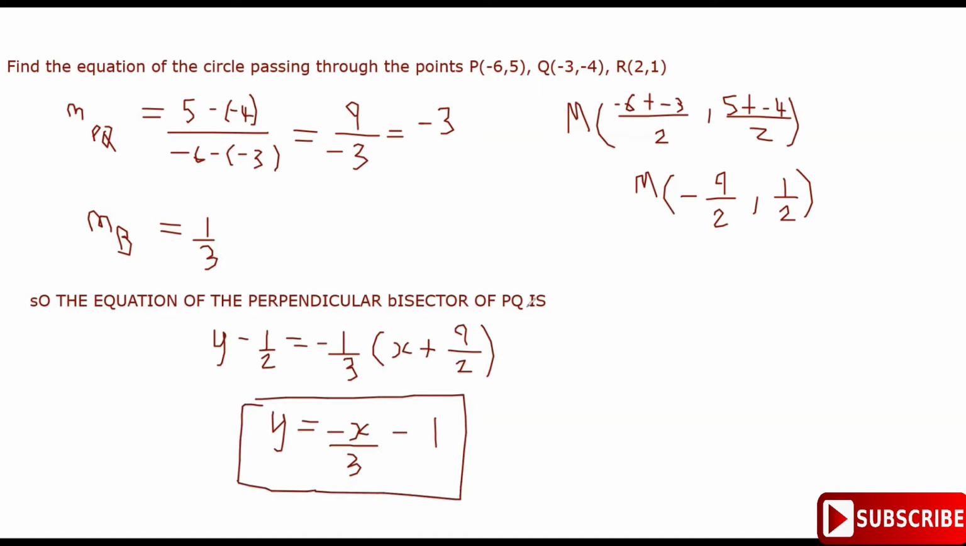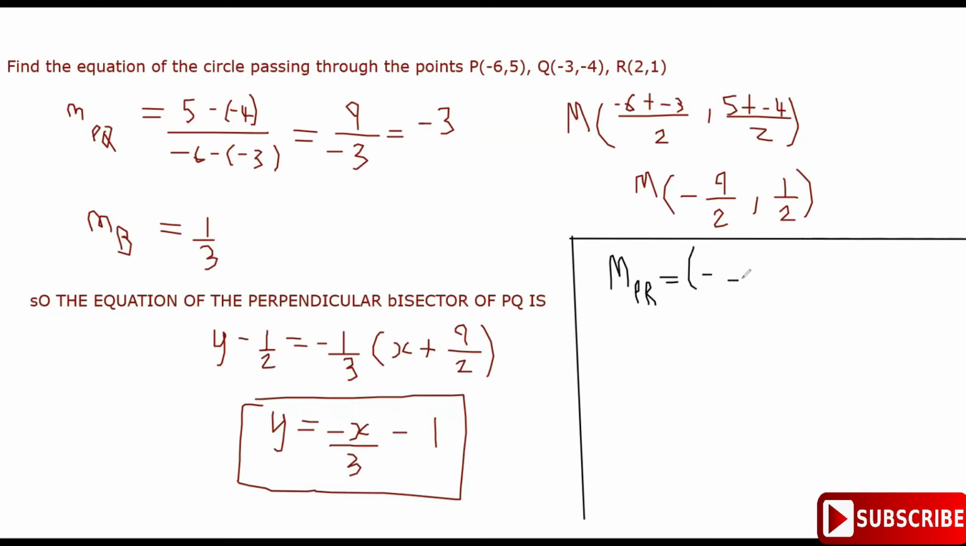So now we need to find the bisector of PR. Let's do that in a different color, and let's do it in a little box right here. Don't want to be wasting page, so we'll do it in a box right here. First thing we need to find is the midpoint of PR. Minus 6 plus 2 is minus 4, so minus 6 plus 2 divided by 2. So the midpoint x coordinate is negative 2, comma, 5 plus 1 is 6, 6 divided by 2 is 3. So the midpoint of PR is negative 2, 3.